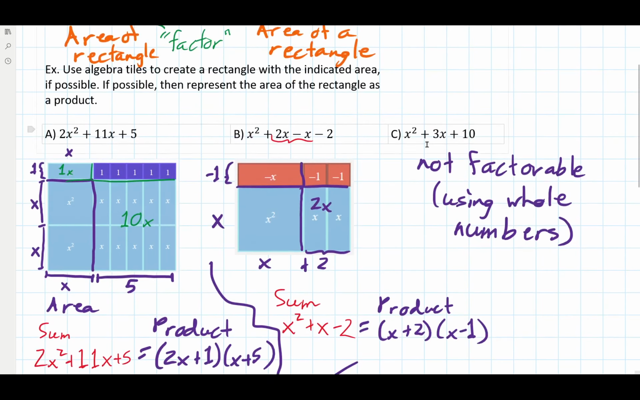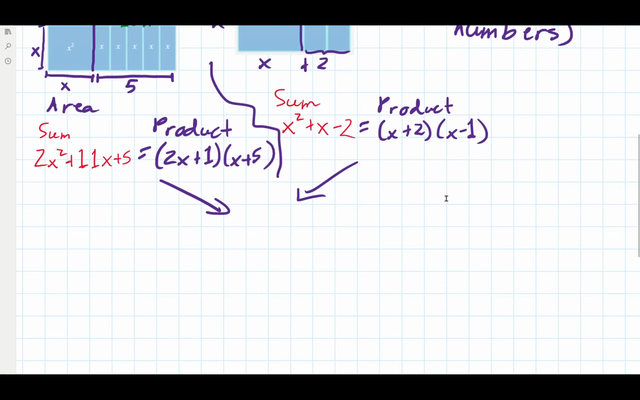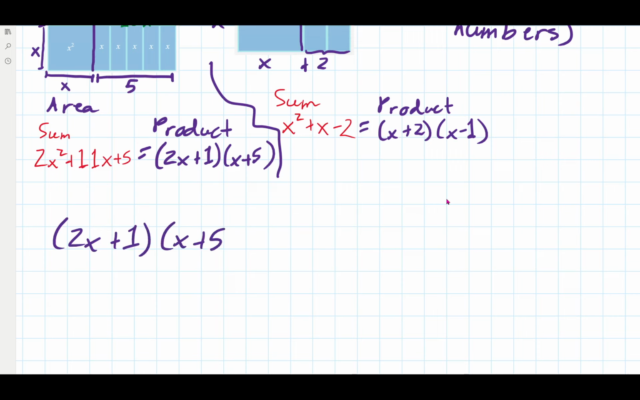If you remember before, we also saw that you can't always turn any sum into a product. Didn't work with this one. So let's do that. We're going to start off with the product. We're going to use purple for product. So we're going to do 2x plus 1 times x plus 5. Now, because we already know what this is supposed to be, I'm just going to start off over here and say that that equals 2x squared plus 11x plus 5.